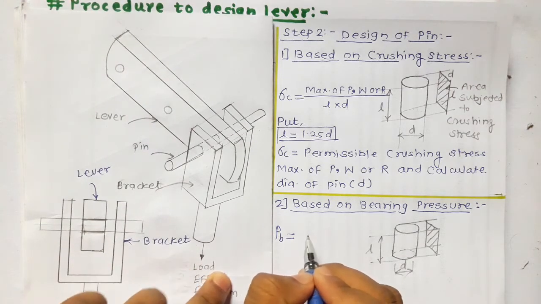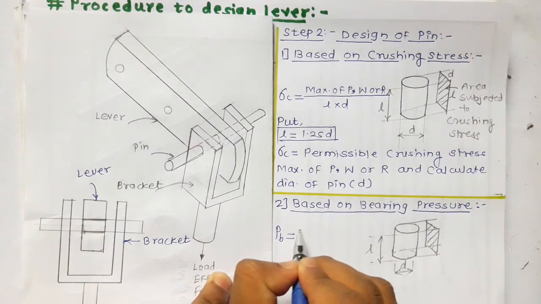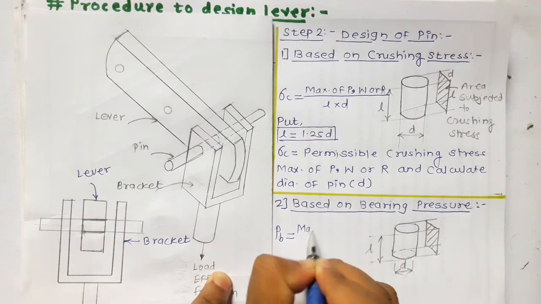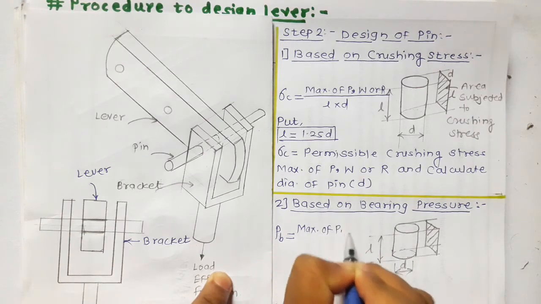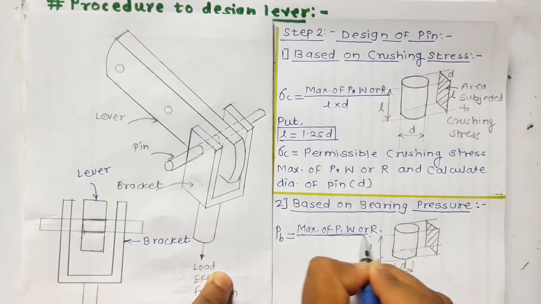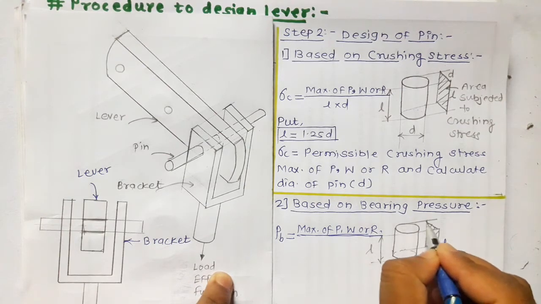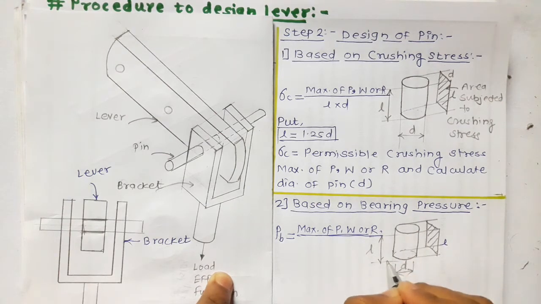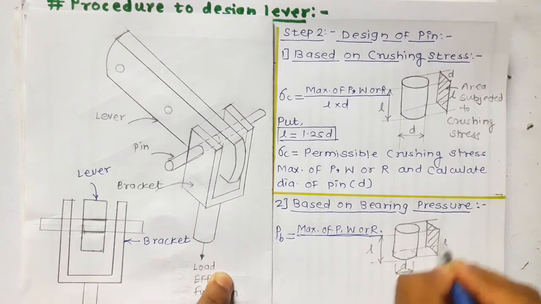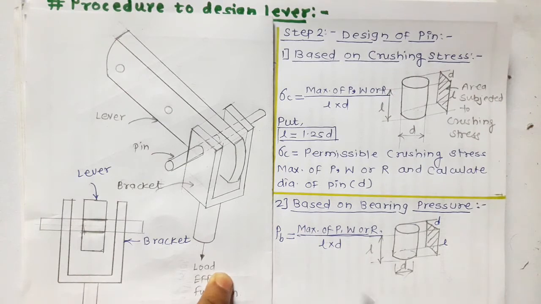But we know that the force that we have to select is the maximum from P, W or R. So instead of force we have to write maximum of P, W or R upon area. Now area is the projected area, and this area can be calculated from this rectangle. So height of this rectangle is equal to length of this pin, and width is equal to diameter of this pin. So width is D, height is L, so area is L into D. So here also we have to put the permissible value of bearing pressure, and maximum of P, W and R.